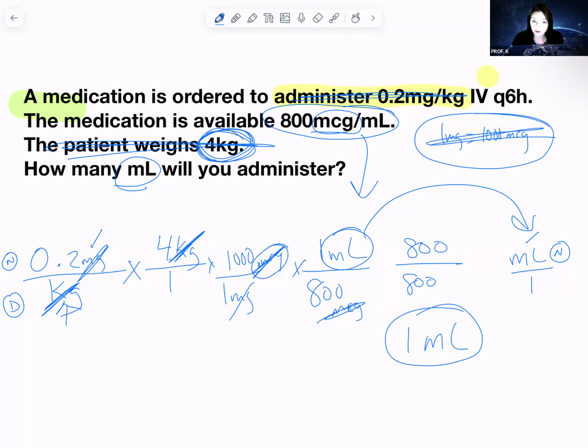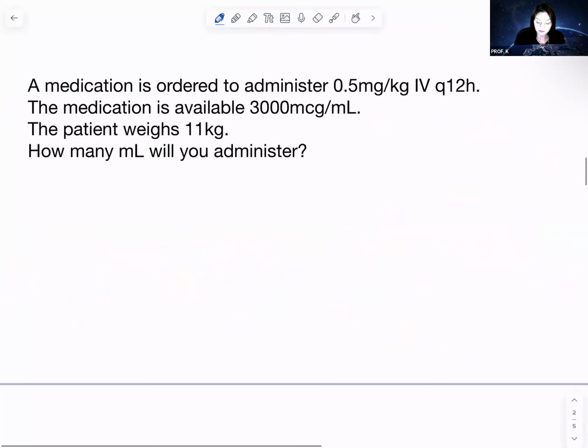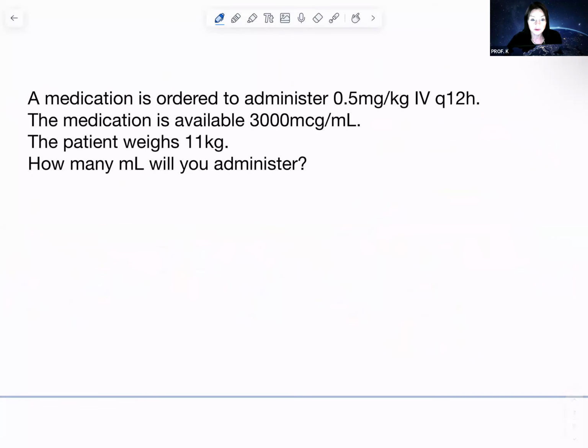So you see how important this is when you do it by weight. These medications you administer based on the patient's weight, and that's what makes it 2 factors. There are 2 parts, okay? So I'm going to give you a minute or 2 to solve this one.